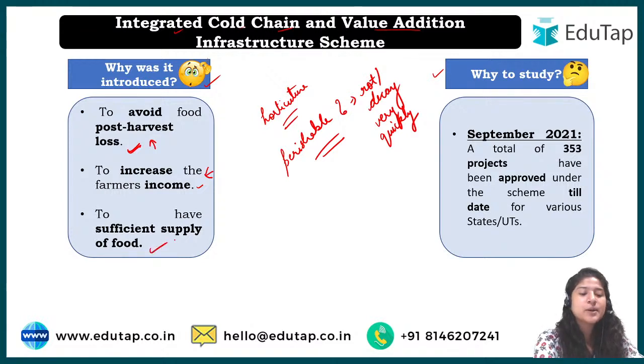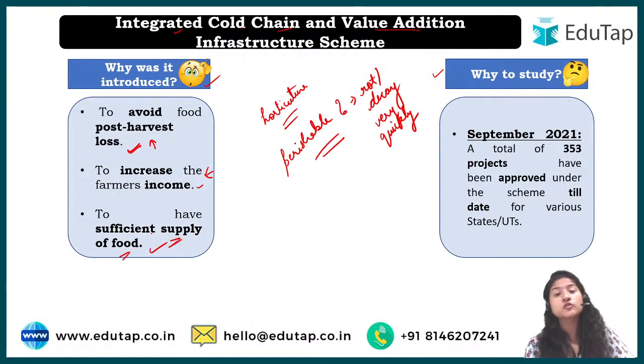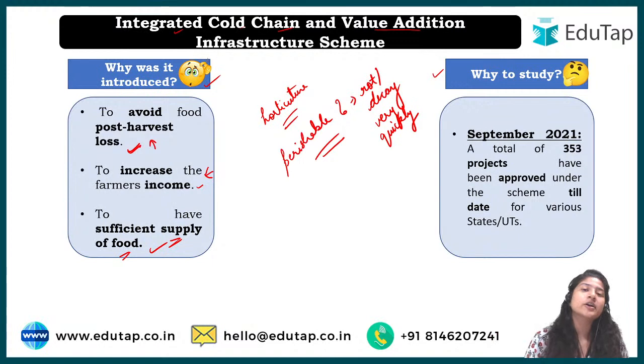And lastly, to supply sufficient food to the consumer, to us. The farmer has done his part by growing the produce, but due to its perishable nature, before reaching the consumer or the people, it rots and decays. Then what's the use? We are producing a really good amount of agriculture produce, but still we are not able to consume it due to the post harvest loss.